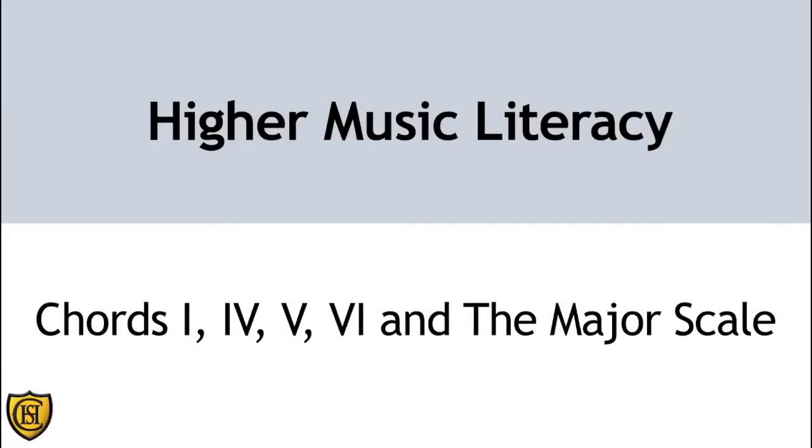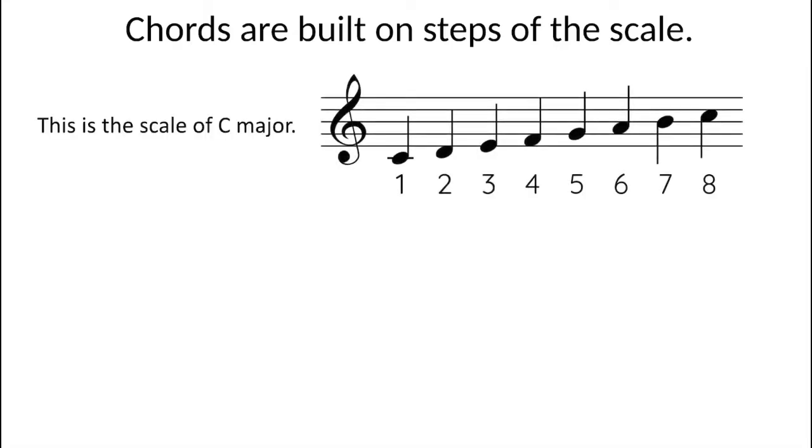Look today at chords 1, 4, 5 and 6, and the major scale. So chords are built on steps of the scale. Here's the scale of C major. You see, it starts on a C, moves its way up one octave, 8 notes in other words, until we reach another C. And we're just proceeding alphabetically, so C, D, E, F, G, back to A, B, C.